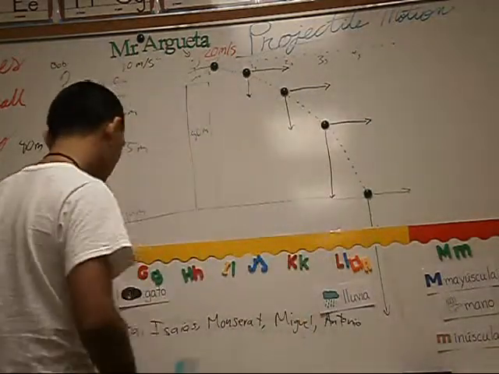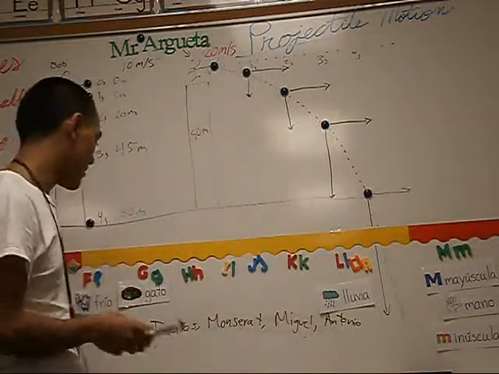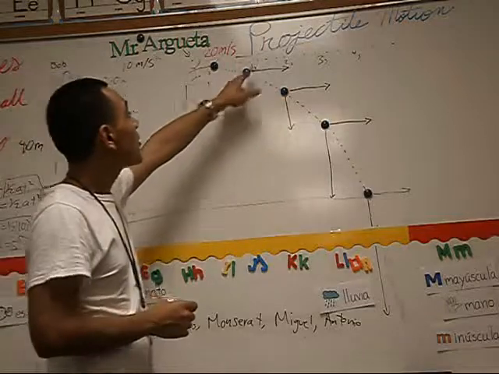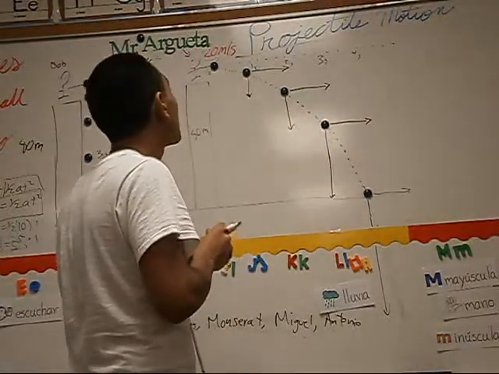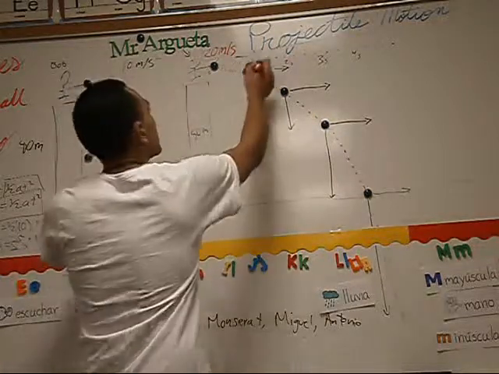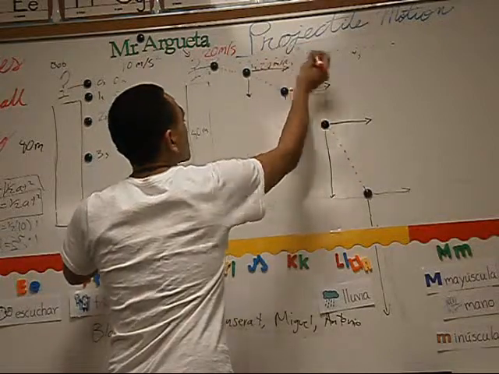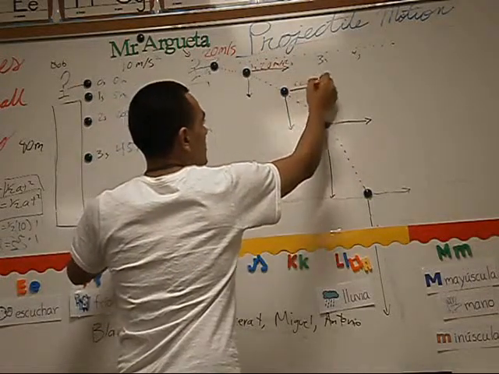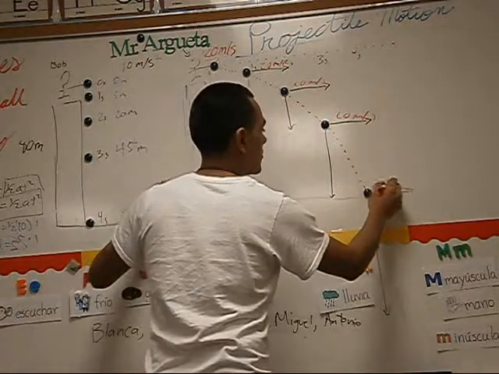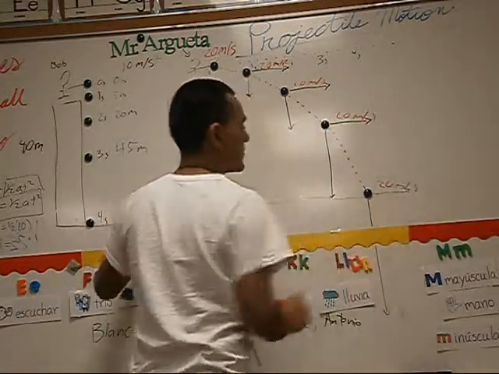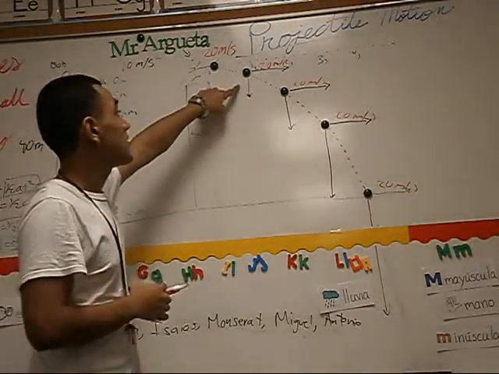Alright. So now we said our horizontal velocity will stay the same. So we said it was 20 meters per second. 20 meters per second, that's all of them, 20 meters per second. Alright? The only thing that's going to change is this.